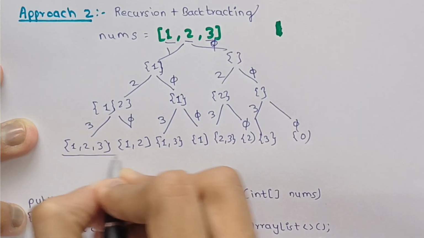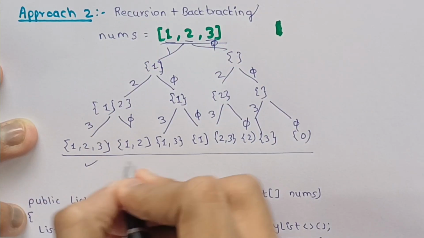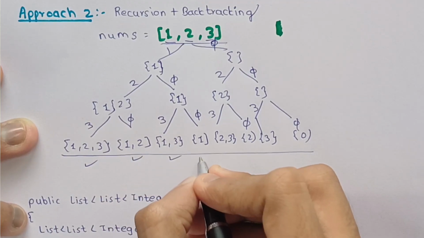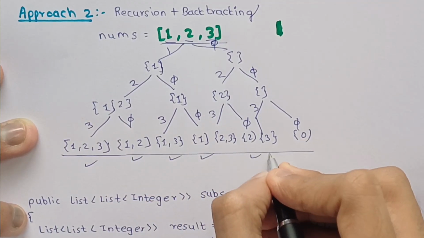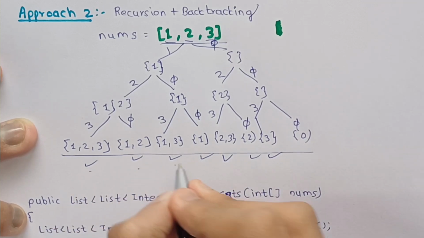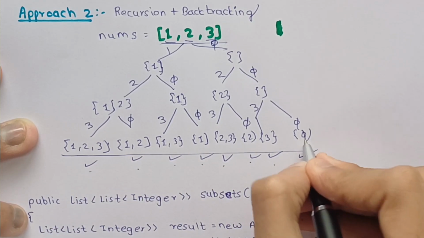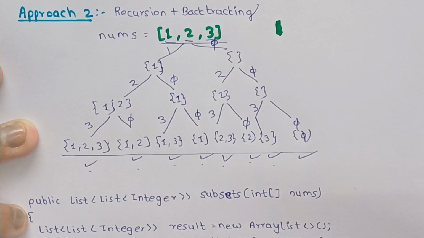So these are all subsets of this nums array. How? Here 1 2 3 is present, 1 2 is present, 1 3 is present, 1 is present, 2 is present individually, 3 is also present, and 2 3 is also present. So these are 1 2 3 4 5 6 7, and here the null set is also present, so 8.